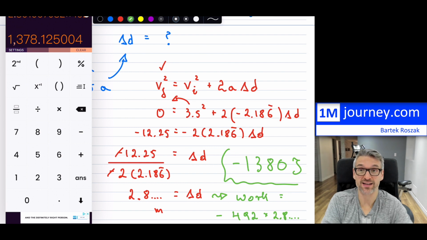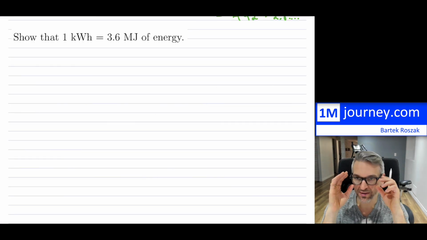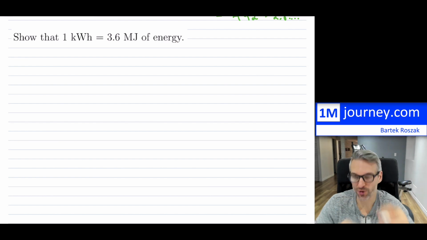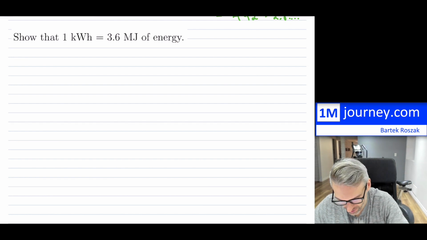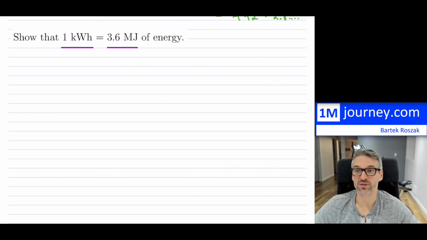All right, so that is it. This one was a great challenge for you. Here's a unit conversion problem. It says to show that 1 kilowatt hour, which is a very common energy term when you're talking about electricity and the use of electricity, is equal to 3.6 million joules of energy, which is quite a lot.